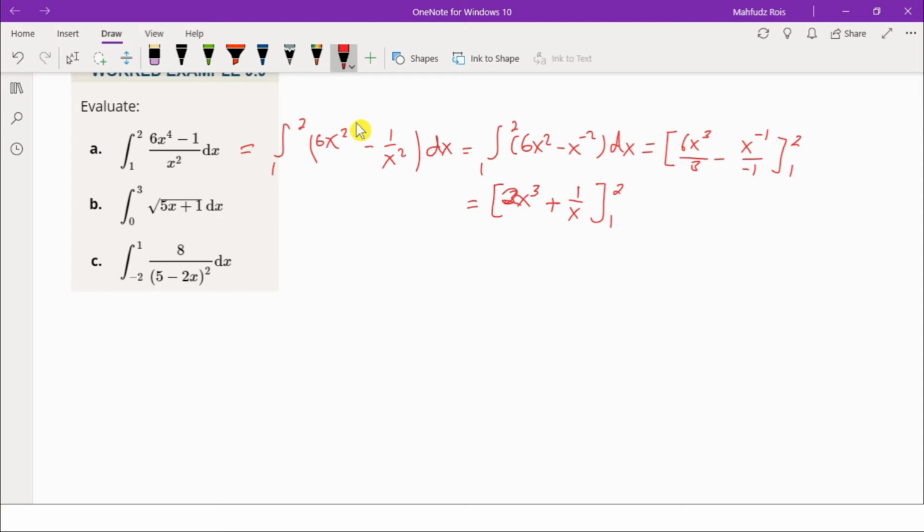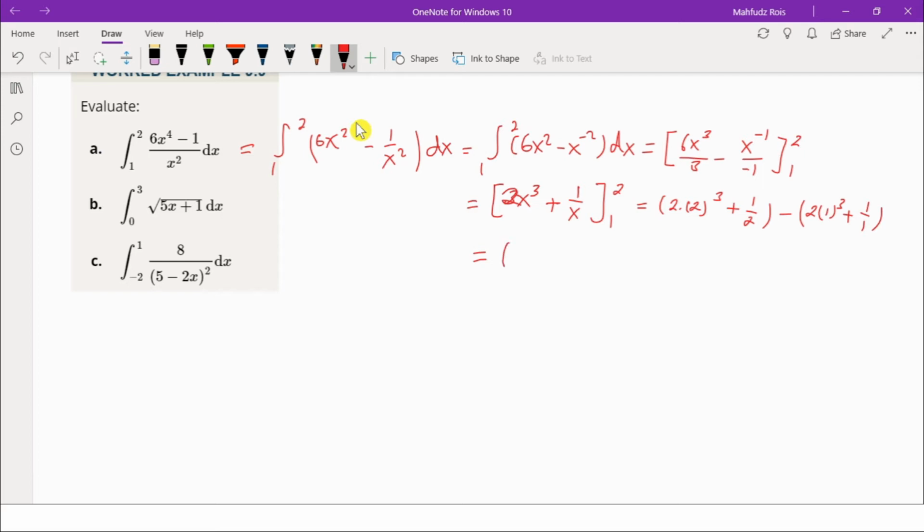From 1 to 2, we change x by 2 first, so it will be 2 times 2 cubed plus 1 over 2, minus 2 times 1 cubed plus 1 over 1, like this. And then if we continue here, it will be how many?